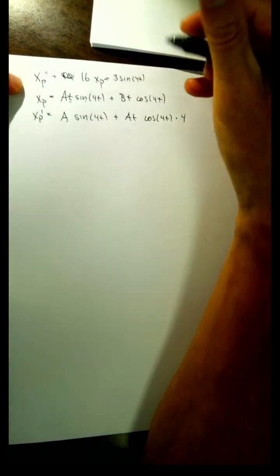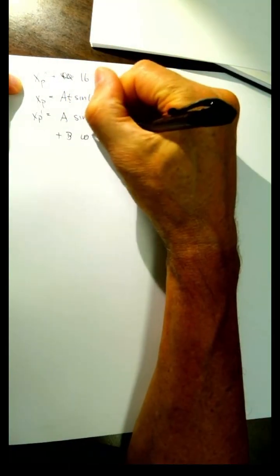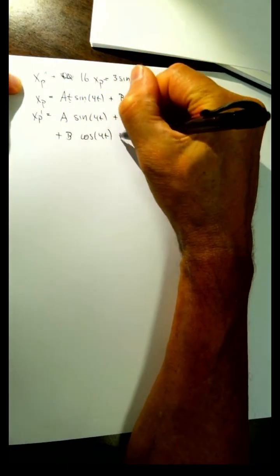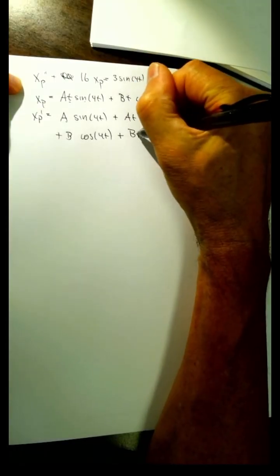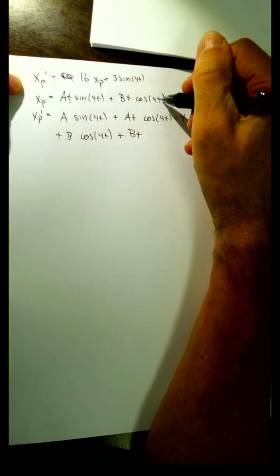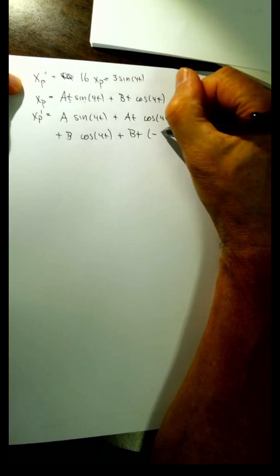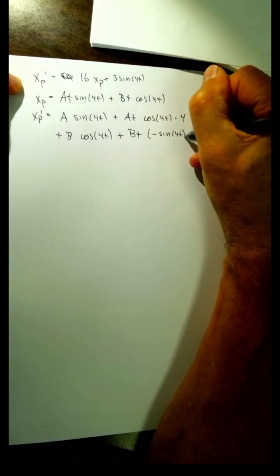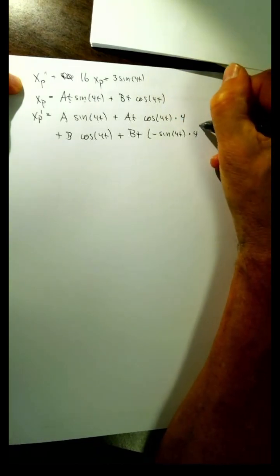Now for the derivative of the second term. Derivative of t is 1. So I'm going to get b cosine of 4t. Now I'm going to take bt times the derivative of cosine. That's going to be minus sine of 4t. The derivative of 4t is 4.